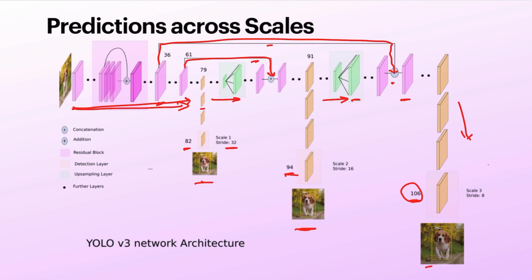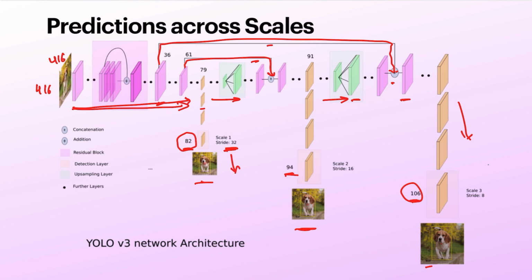So stride, what do you mean by stride? Stride is basically how much an input is getting downscaled by the time it reaches this layer. By the time it reached layer number 82, the input image has been downscaled by 32 times. That means if my input image is 416 by 416, it has reduced by 32 times by the time it reached this layer.